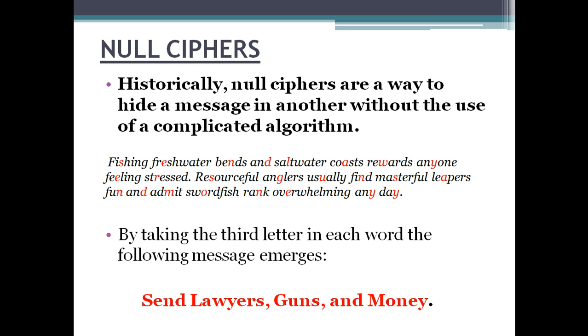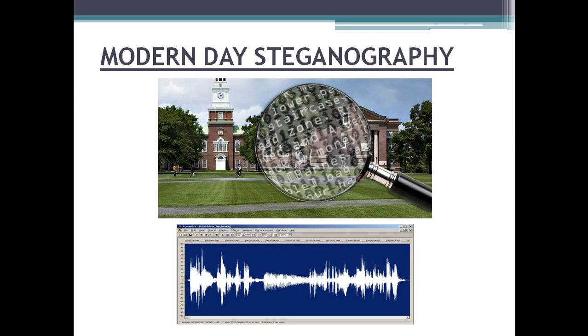Now consider this paragraph: fishing, freshwater, bends and saltwater, and so on up to any day. If you just read this, you cannot deduce anything informational or subtle from it; it doesn't make any sense. But once you take the third letter of every word, you come across a message: send lawyers, guns and money. This is known as a null cipher. This is the form of steganography known as null ciphers, and it was also used earlier.